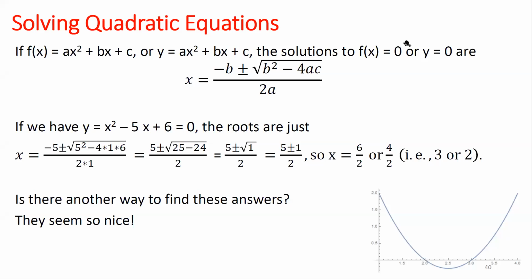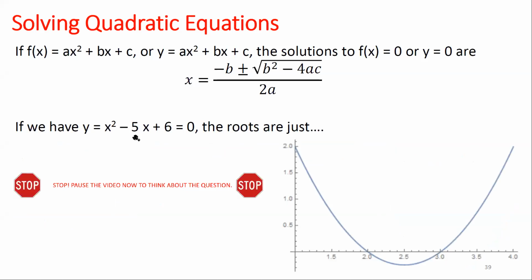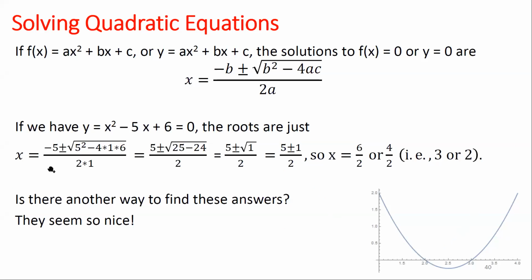When we put in a equals 1, b equals minus 5, and c equals 6, when the dust settles after you do all the algebra, you get 5 plus or minus 1 over 2. So the plus root is 5 plus 1 over 2, 6 halves, which is the same as 3. And the other one is 5 minus 1 over 2, which is 4 halves, which is 2. So the answers are 3 and 2. And unlike the previous problem, this one has really nice numbers.